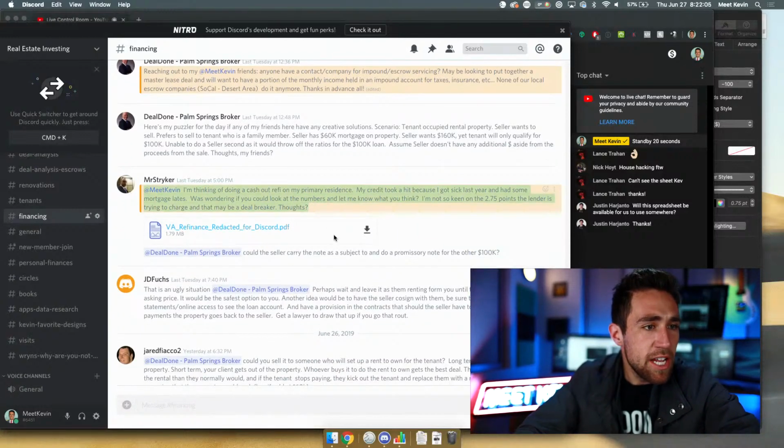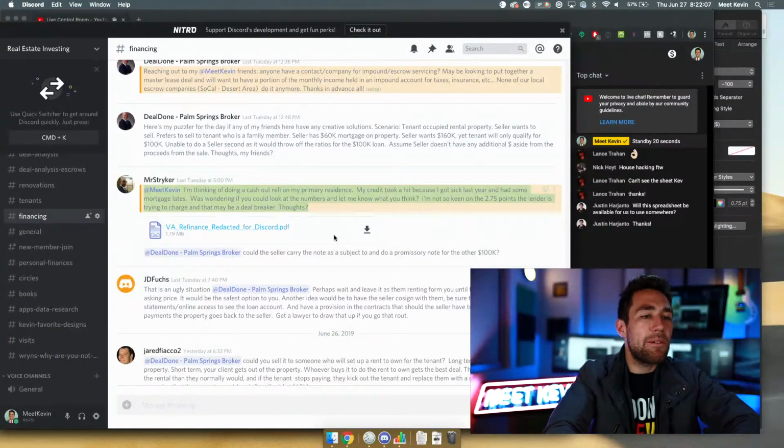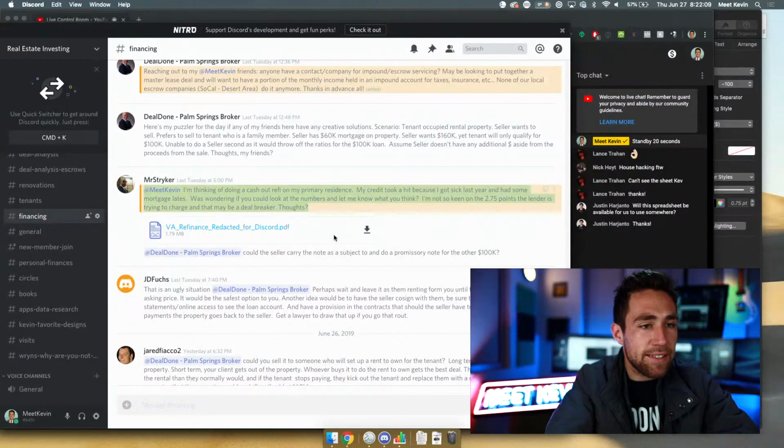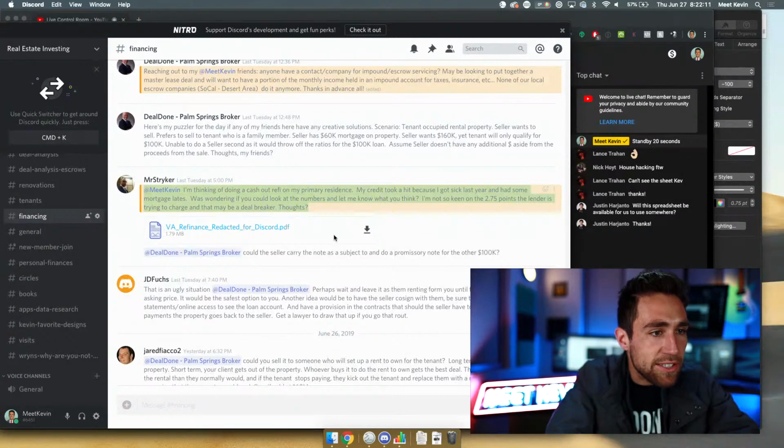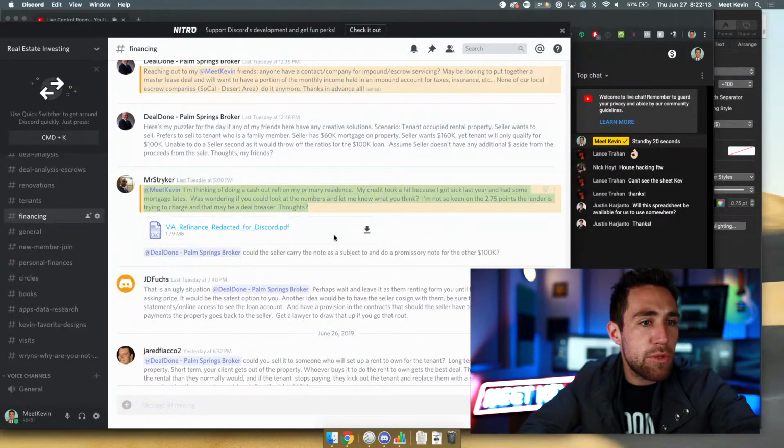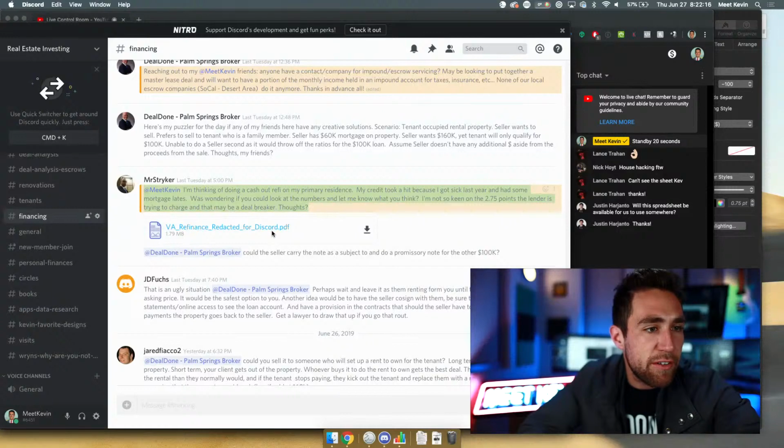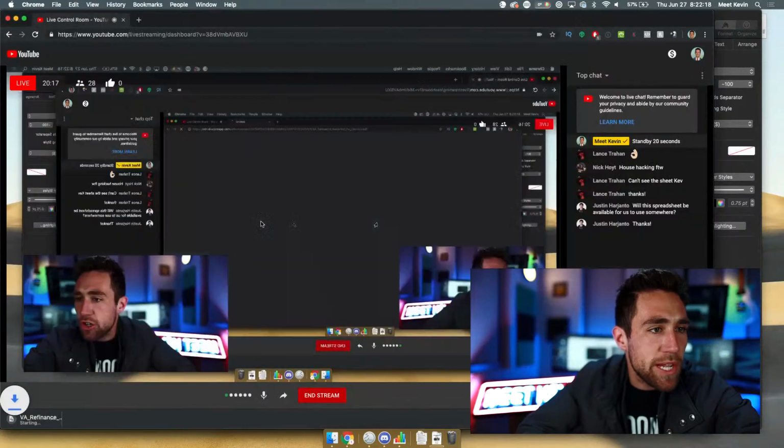So another question here, thinking about doing a cash out refinance on my primary residence. My credit took a hit because I got sick last year and some mortgage lates. Was wondering if you could look at the numbers, let me know what you think. I'm not too keen on the 2.75 points the lender is trying to charge me. Is that a deal breaker?